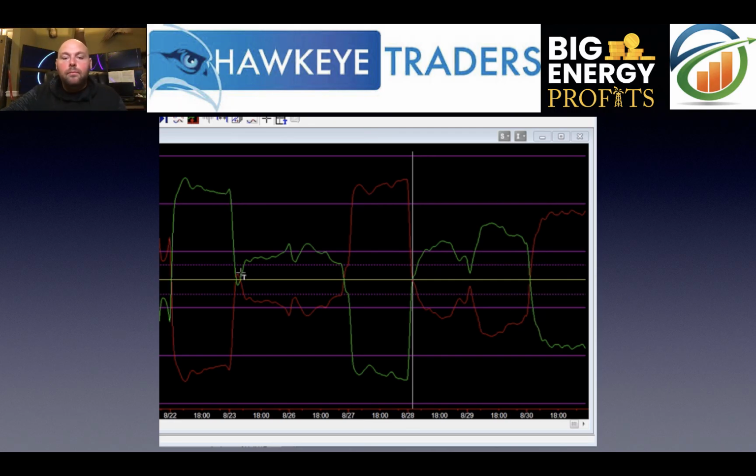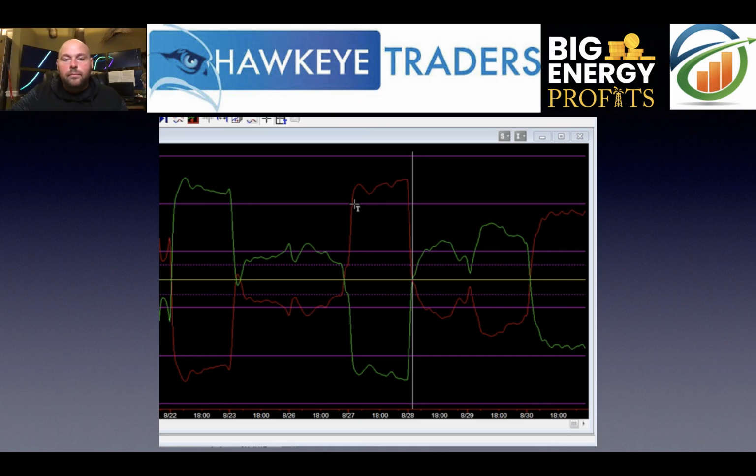When you see a day like this, just going sideways between these two tram lines, these two magenta lines, you know that the market is going to be in congestion. But when you see days where it bangs straight out and goes like that, you know that you've got trending days. So it's a very powerful indicator.